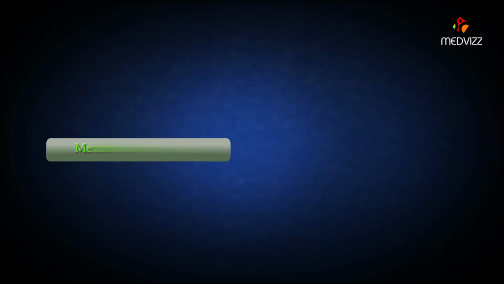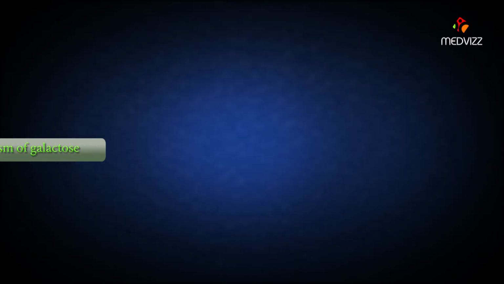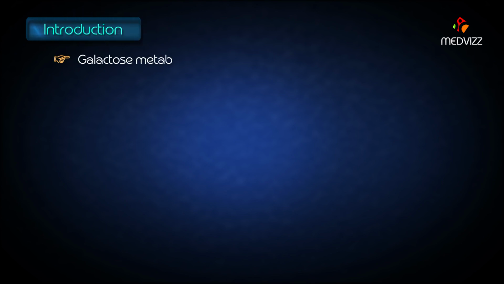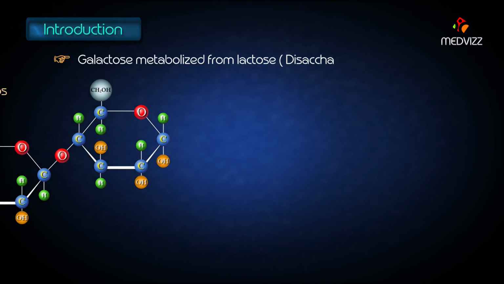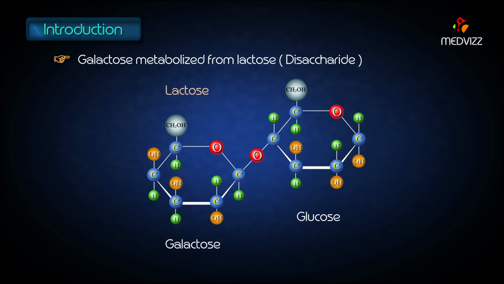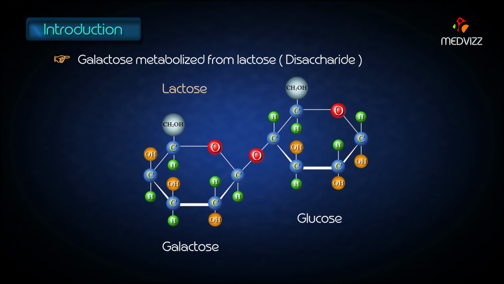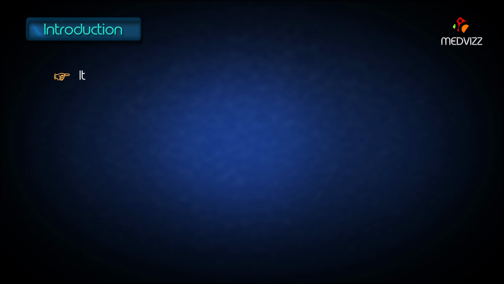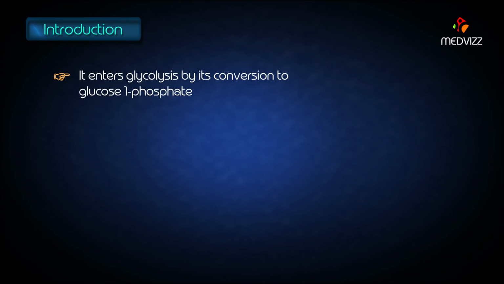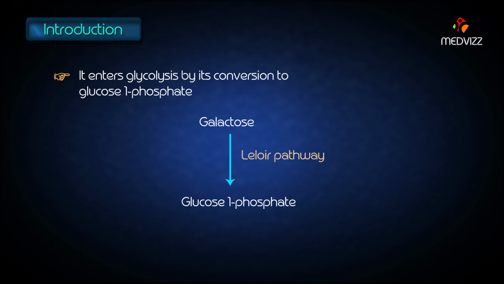Next topic is the metabolism of galactose. Galactose is metabolized from lactose, which is a disaccharide formed from glucose as well as galactose. It enters glycolysis by its conversion to glucose 1-phosphate. Conversion of galactose to glucose 1-phosphate is called Leloir's pathway.